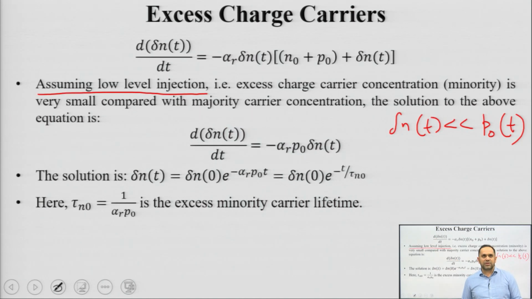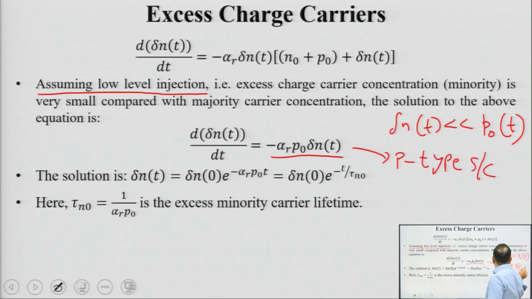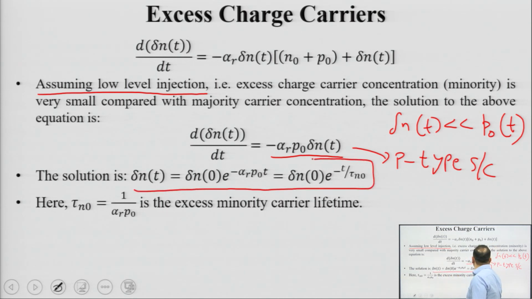Right. So, the rate at which excess charge carriers are recombining comes down to this equation for a p type semiconductor. And this is a standard differential equation with a standard solution given by this.